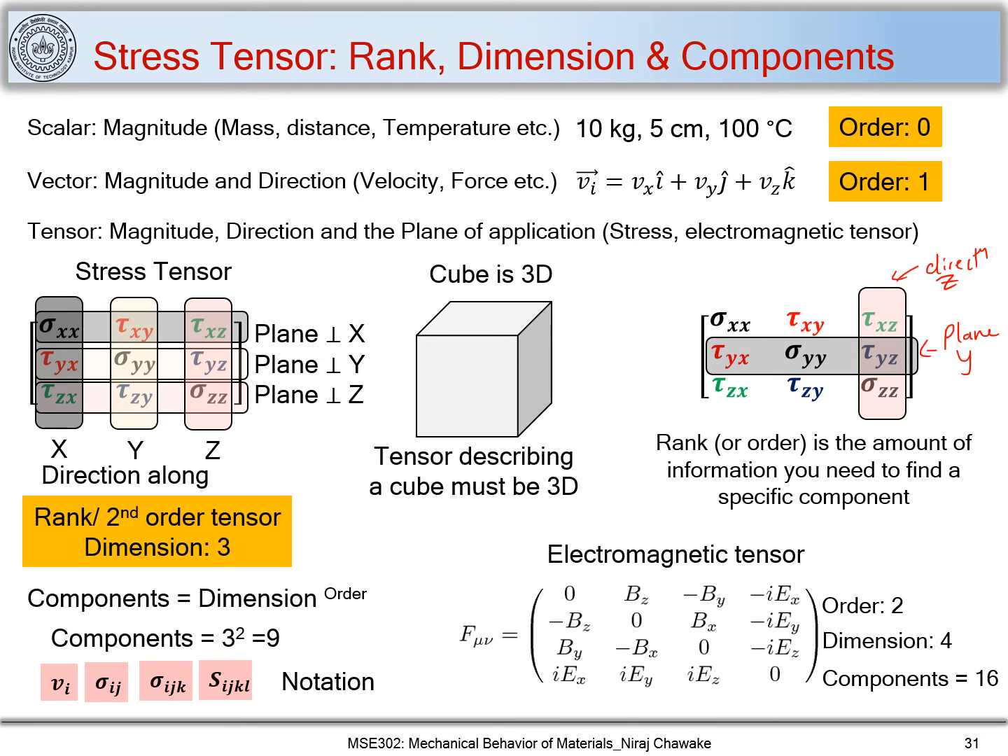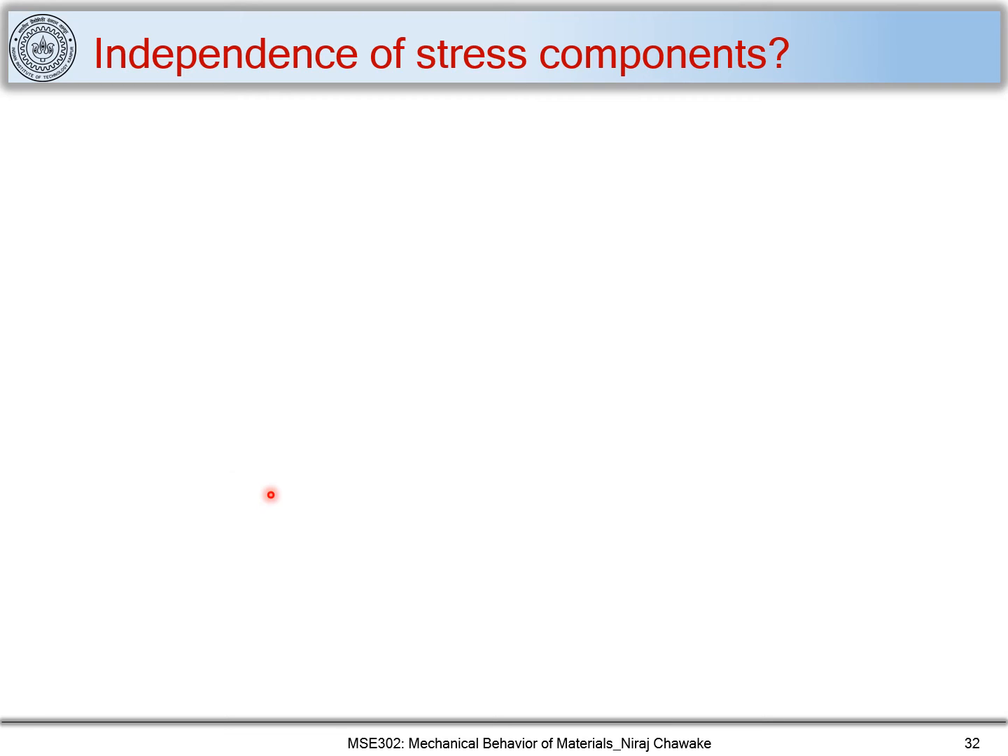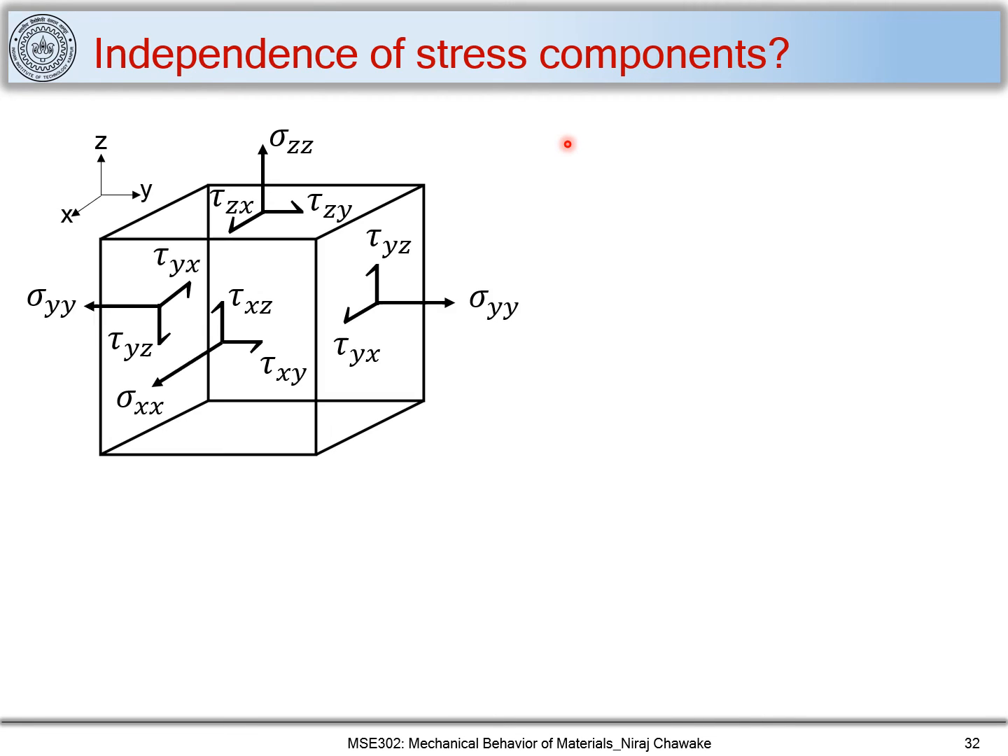So with this, I will move on and let's understand the independence of stress components. We have seen there are 9 stress components, but out of which how many are independent? So let's mark these stress components over here. I have mentioned earlier that this elemental cube must be in static equilibrium. What is static equilibrium? Summation of all forces must be equal to 0, and summation of moments should also be equal to 0, so that the body should not accelerate or rotate. It is in a static equilibrium.